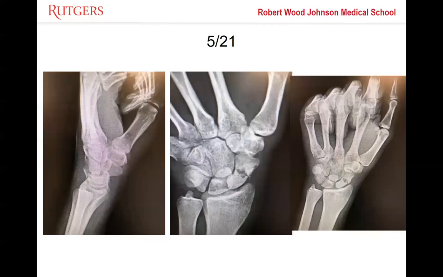Okay, so now he comes back in May, and this is what we have. So, Anna, what do you think? 2 months. So when we say non-union, what time period do we need for a non-union to occur?